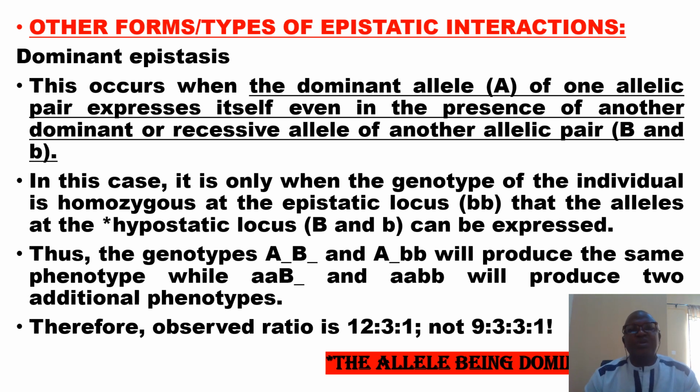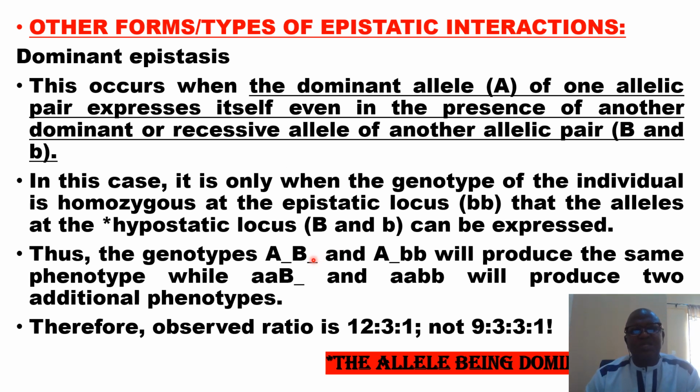So the other forms of epistatic interactions, we'll quickly look at them. We have the dominant epistasis. This occurs when the dominant allele A of one allelic pair will express itself even in the presence of another dominant or recessive allele of the other allelic pair, which is capital B or small b. So in this case, it is only when the genotype of the individual is homozygous at the epistatic locus that the alleles at the hypostatic locus can be expressed.